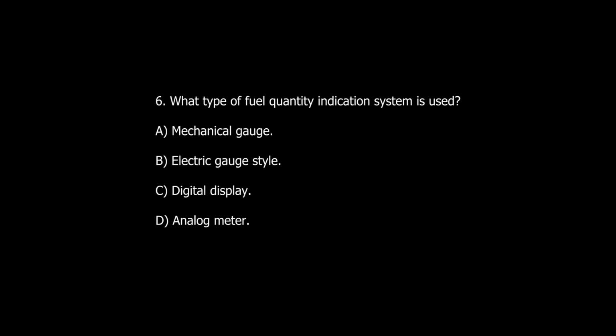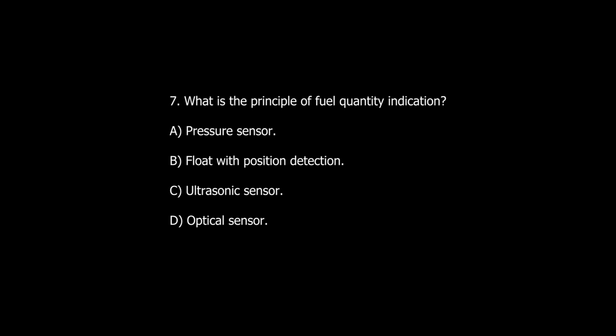Question number 6. What type of fuel quantity indication system is used? A. Mechanical gauge. B. Electric gauge style. C. Digital display. D. Analog meter. Question number 7. What is the principle of fuel quantity indication? A. Pressure sensor. B. Float with position detection. C. Ultrasonic sensor. D. Optical sensor.